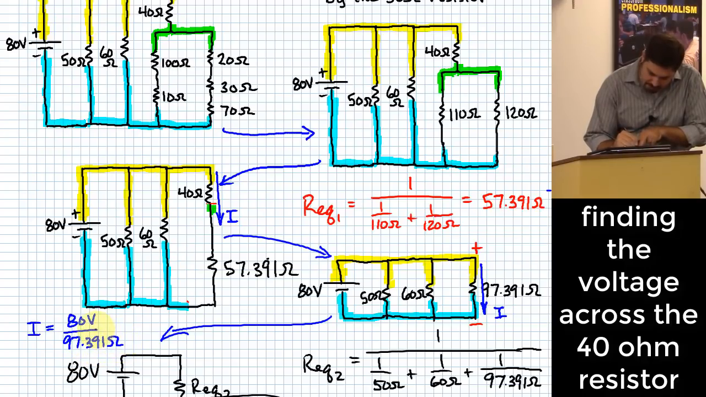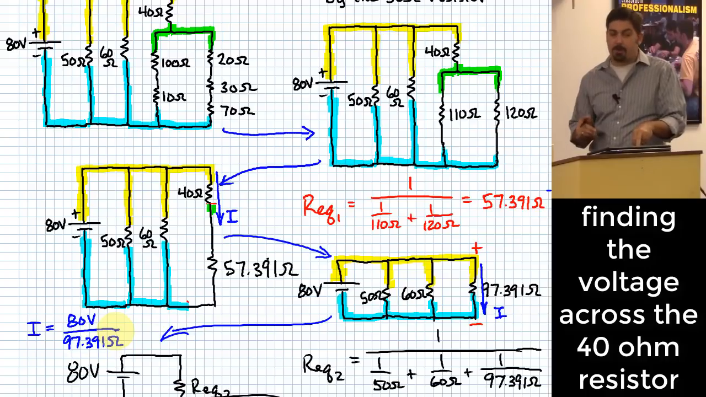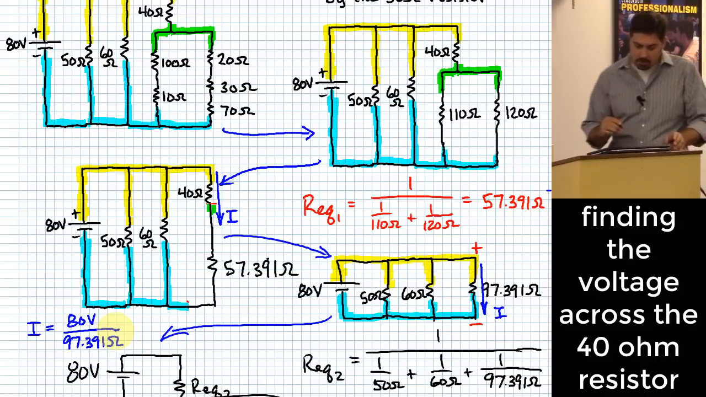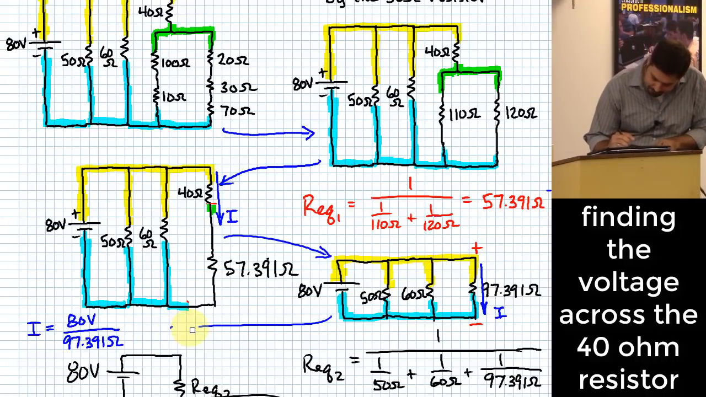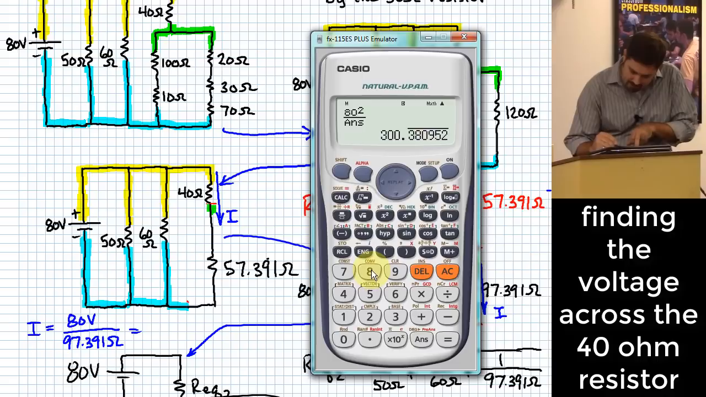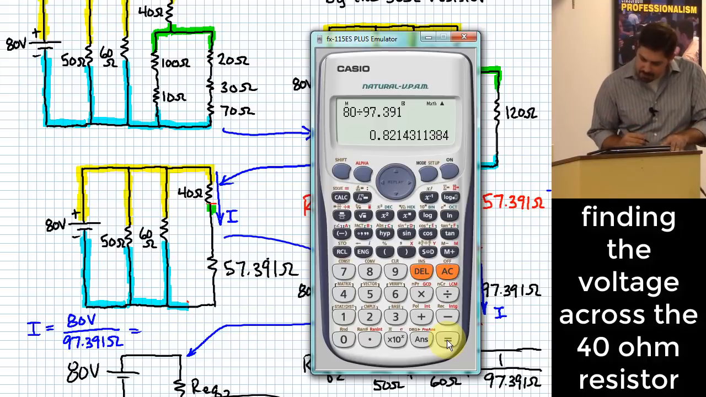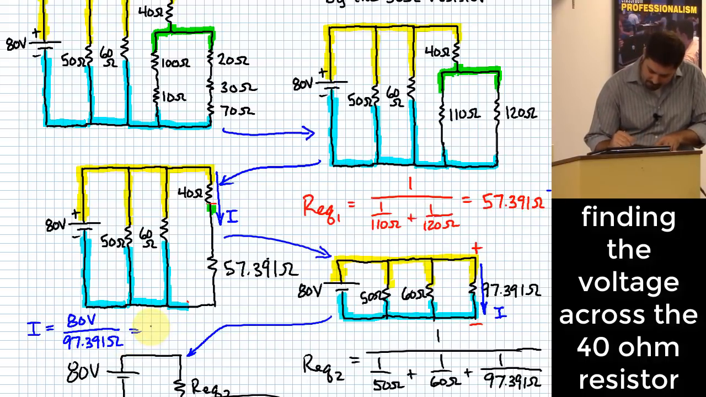ohms. Please don't mistake what I'm doing here for the amount of current flowing out of the source. This is not the amount of current flowing out of the source. This is only the amount of current flowing in that leg that has the 40 ohm resistor in it. So don't misunderstand what I'm doing here. Now that I've got that calculation, 80 divided by 97.391, that gives me 0.8214 amps.